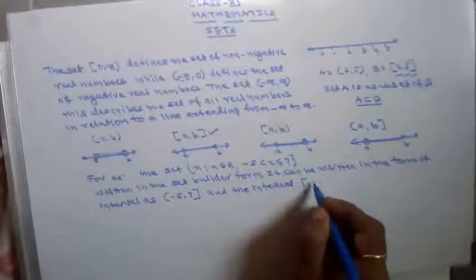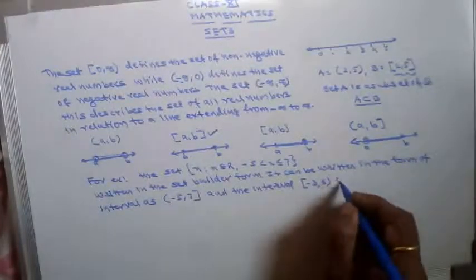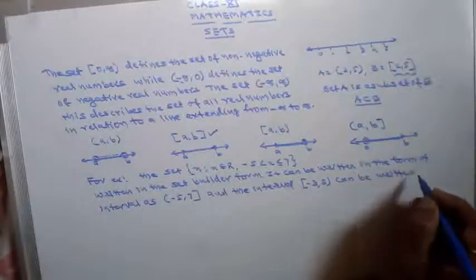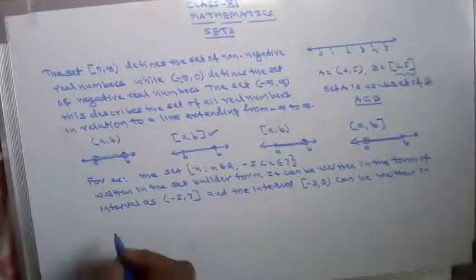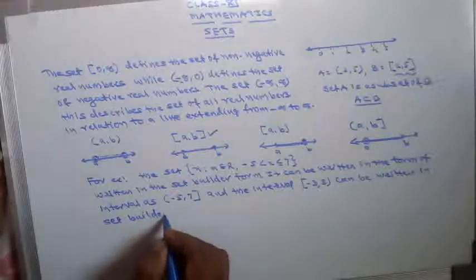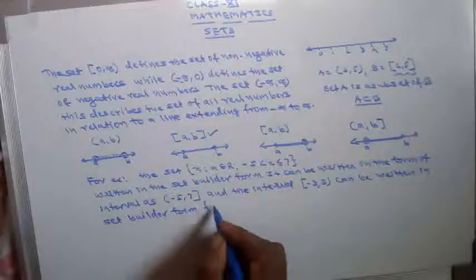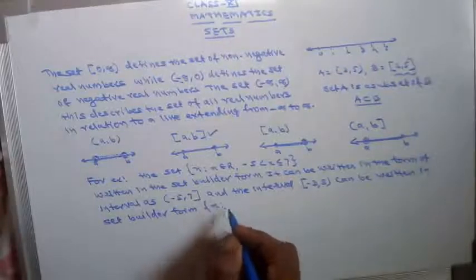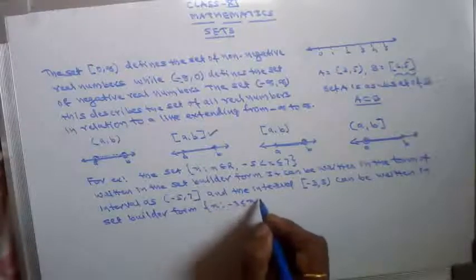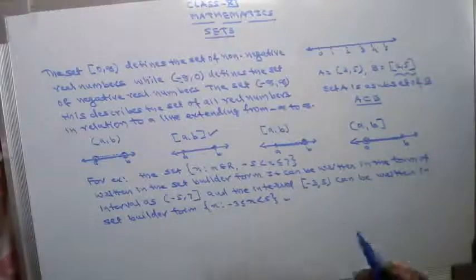Suppose I have the interval closed at minus 3 and open at 5. How can it be written in set builder form? It is the set of x elements such that x is greater than or equal to minus 3 and less than 5, in this way. Okay, so in this way we can write different sets on the real number line.